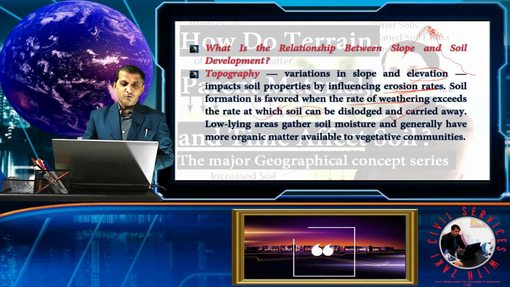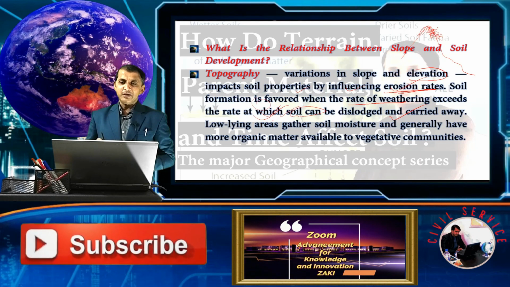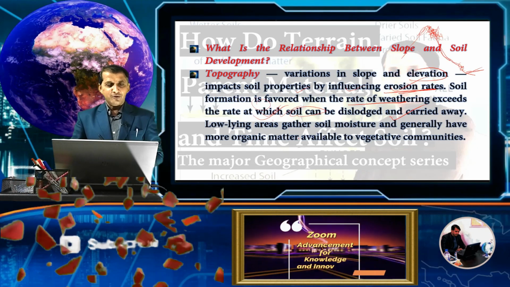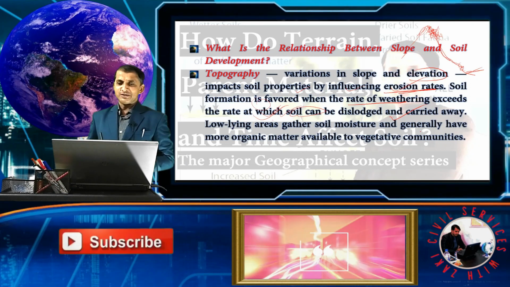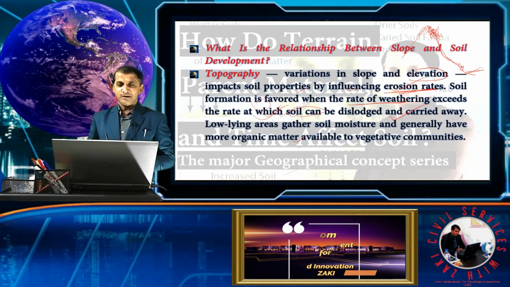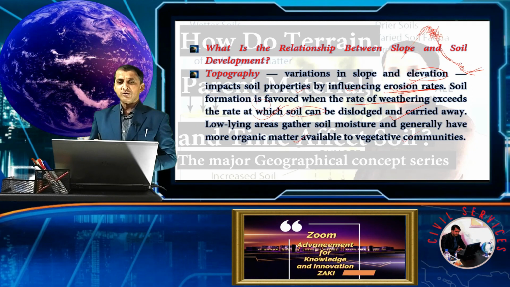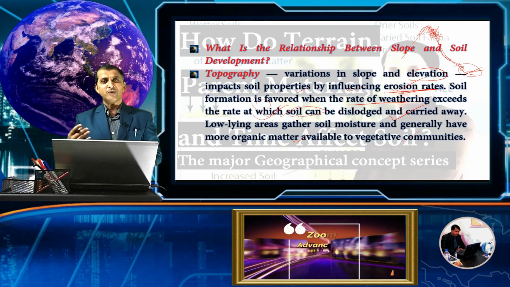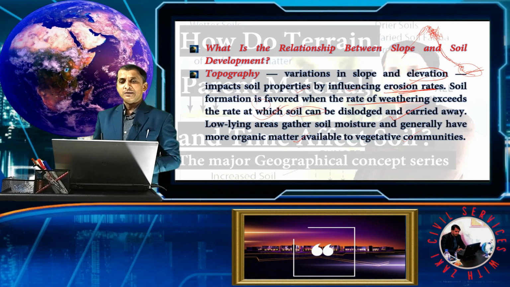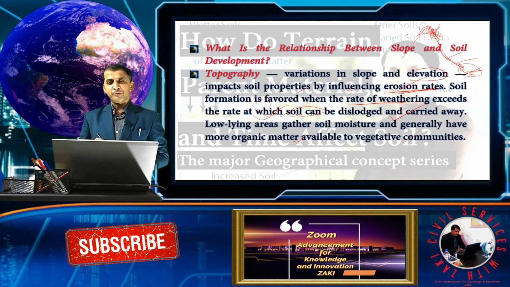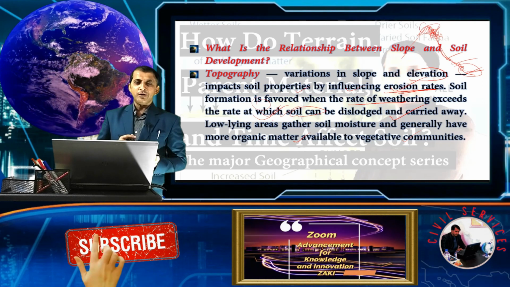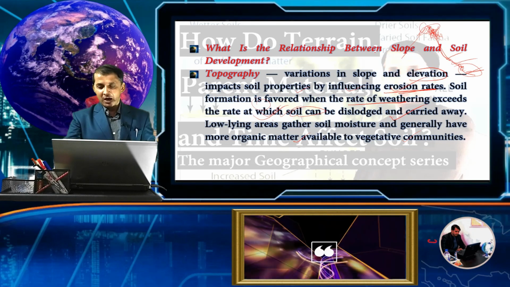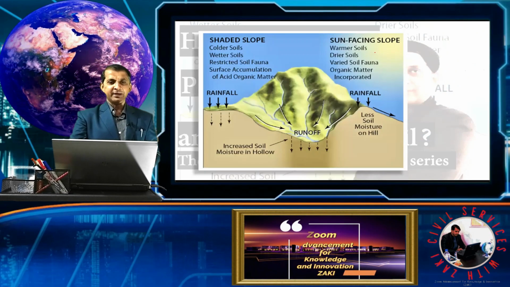So what happened, where does this finally go? To the low lying area. Low lying areas gather soil moisture and generally have organic matter available to the vegetative community. That's why you can find plants, flora and fauna basically in the valleys, not on top of the mountain. It is due to the topography. So see how, number one, see here.